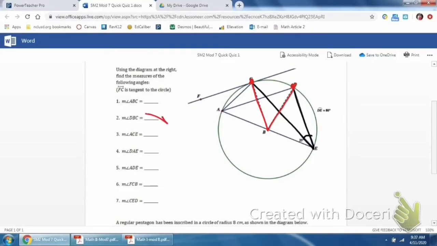We knew that one was 50 from number 2. So that means the black angle that we're looking for over here would have to be half of 50. So 25. Alright? And so that's 1 through 7.